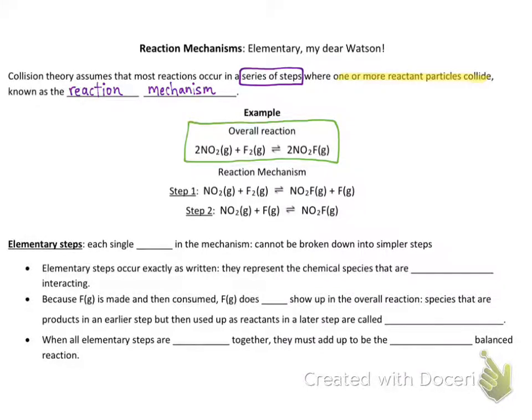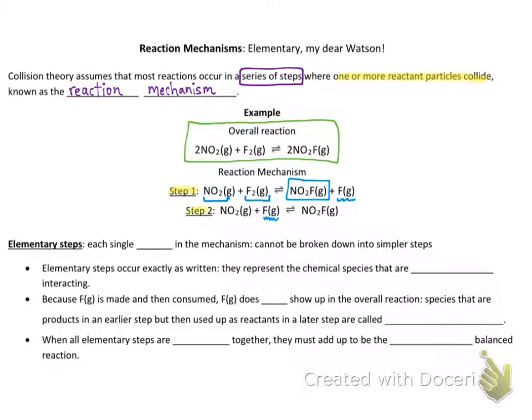However, it is kind of unlikely that two NO2 particles and an F2 particle will all collide with exactly the right orientation to have that reaction happen all at once. Instead, collision theory suggests that this is going to happen in a series of two steps. In the first step, one NO2 particle will collide with the F2 particle, and it's going to produce one of those NO2F particles and what we call an intermediate, a single fluorine atom.